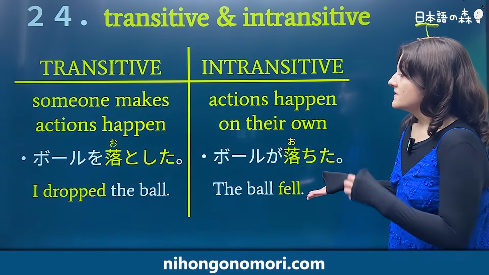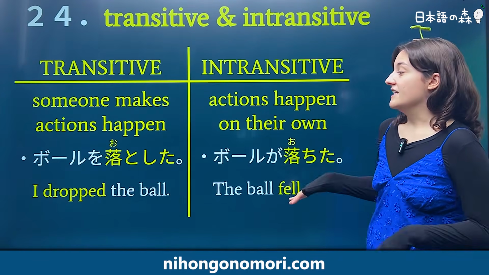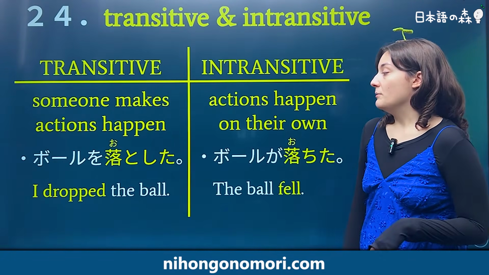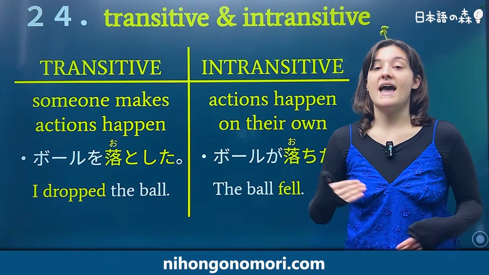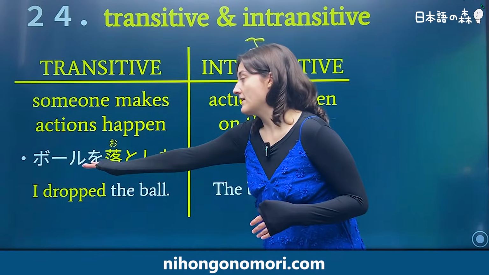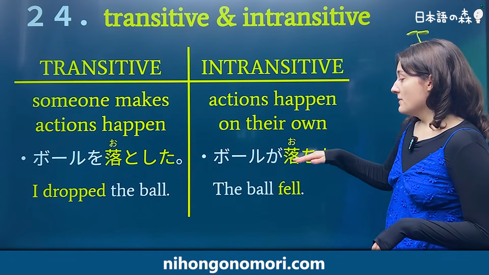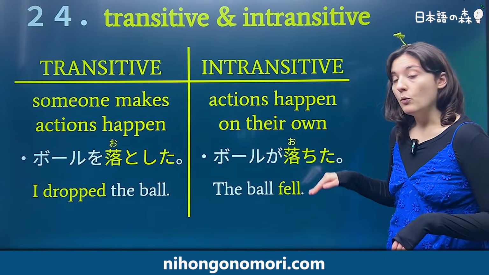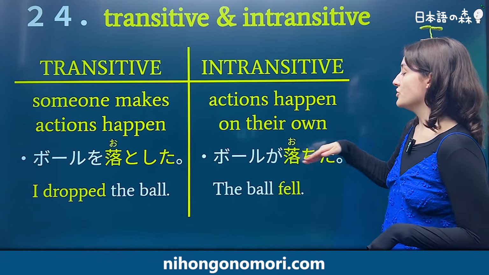A lot of verbs, for example, here we have otosu and ochiru. They come in these kinds of pairs, where one of them you'll use in the case of transitive, in the case of somebody acting on it. You know, we'll see that particle o. And then a different form of the verb, ochiru, will be used when it's intransitive, right? So we have ga ochiru.